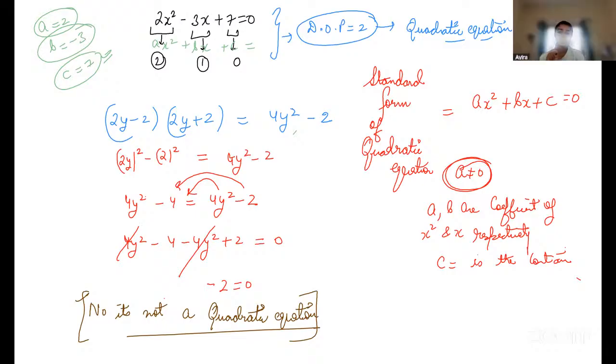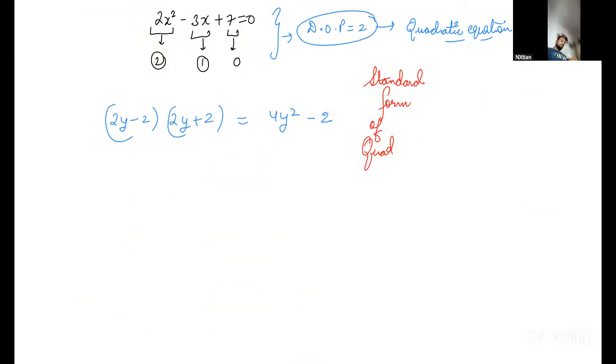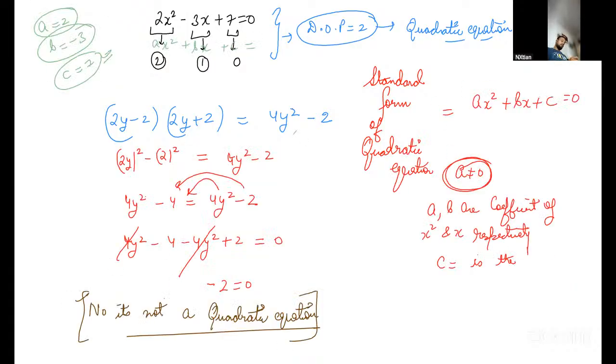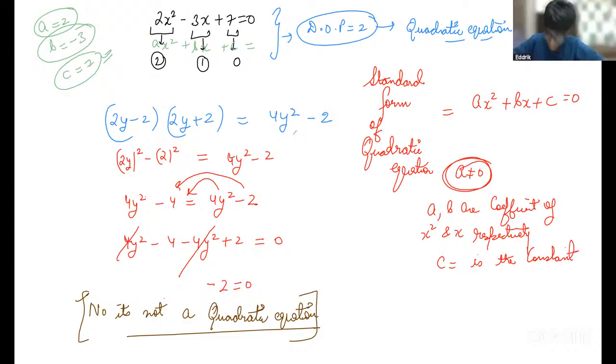Sir, what have you written below? C is the constant. Oh, sorry. Guys, if you didn't understand my handwriting, then please ask me, okay?